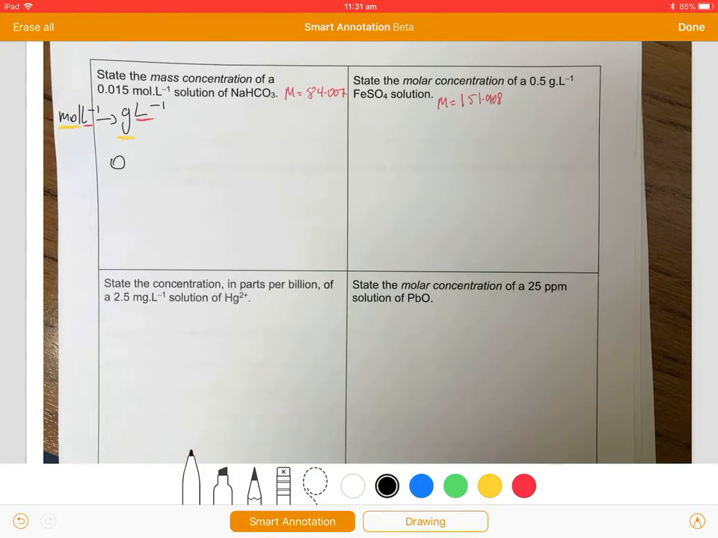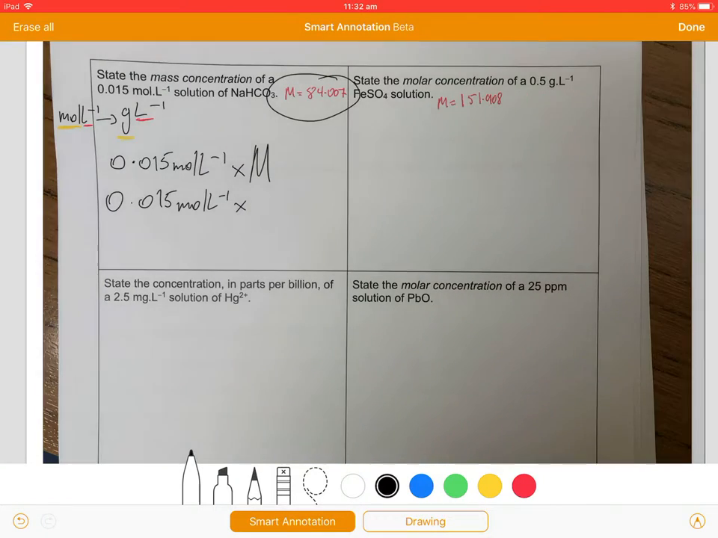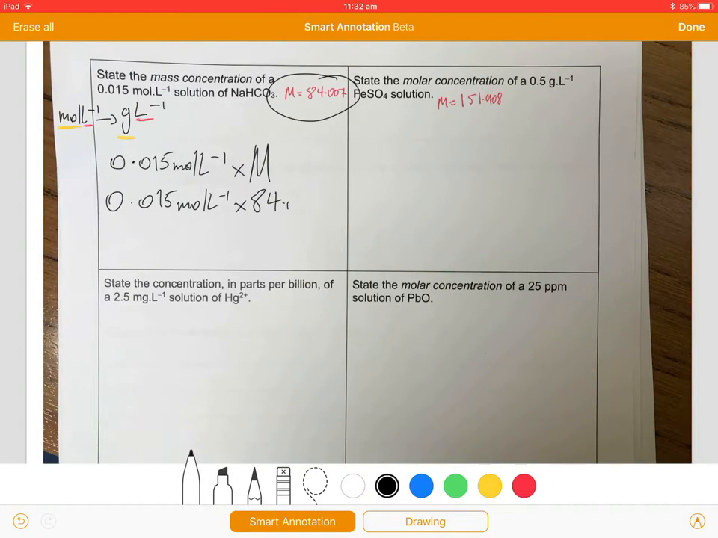So our mole concentration is 0.015 moles per litre. We're going to multiply that by the molar mass. I've worked out the molar mass earlier just to not have to waste time finding it, because we know how to do it. So we're going to have 0.015 mole per litre. I'm going to write all the units in just so you can see why it cancels out. Times by 84.007 grams per mole, which is our units for molar mass.